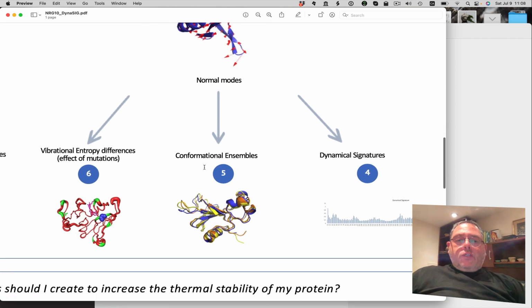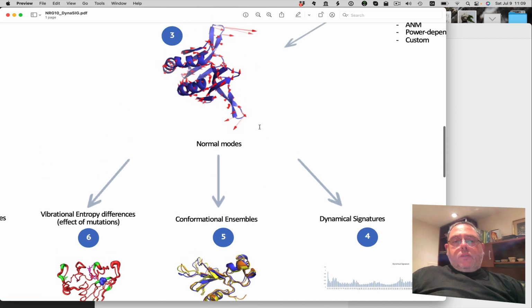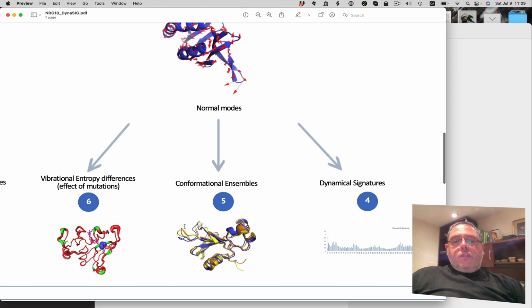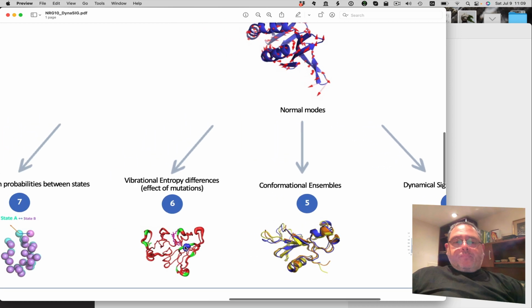A second application is the generation of conformational ensembles. The normal modes can be used in linear combination to generate actual movements, and this can be used to generate a conformational ensemble. And these conformational ensembles can be used in a number of ways, for example, to study conformational transitions, to generate ensembles for docking, and for protein engineering, as I will discuss in a moment.